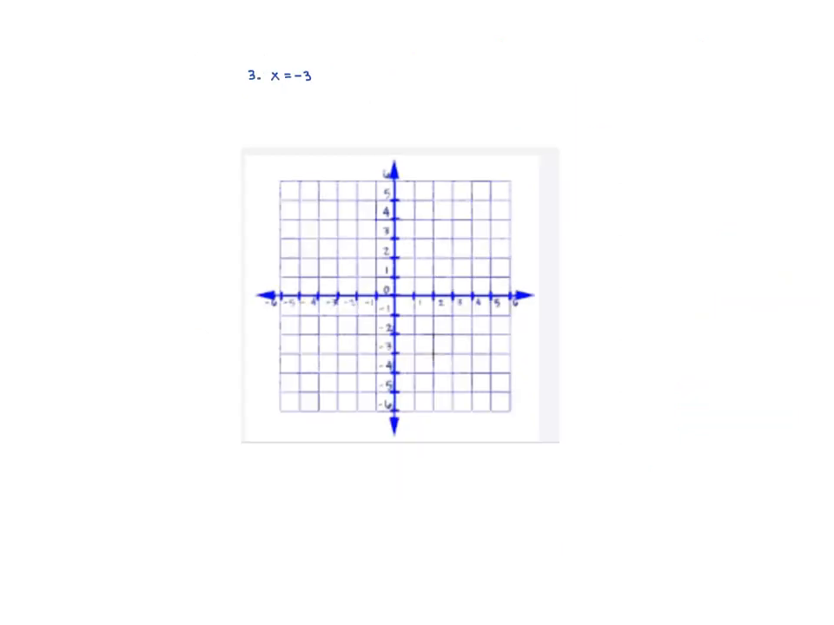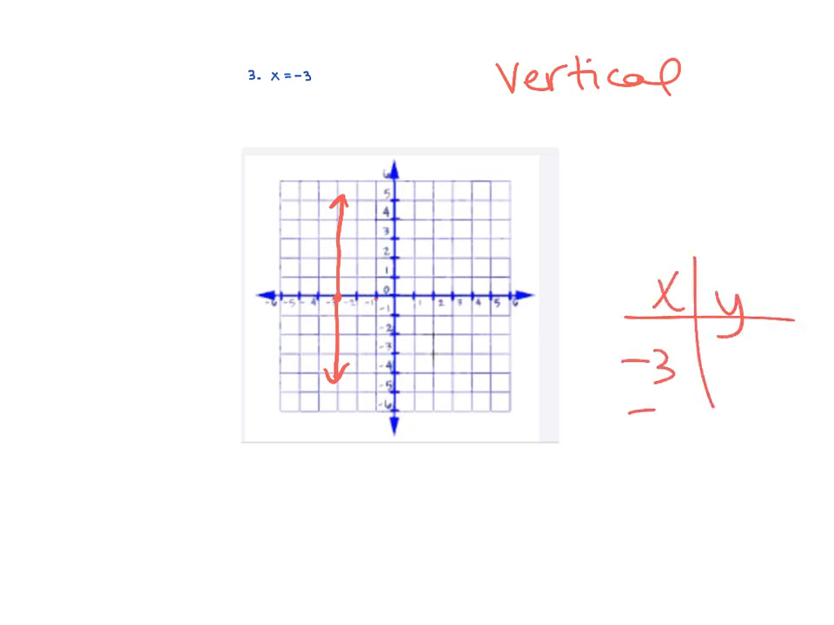Let's look at a vertical line. So whenever you're given a function or an equation and it's x equals a number, this is going to result in a vertical line. So it's touching the x-axis at -3. So it would be a vertical line through -3. Again, if you did a chart, x always equals -3 here. 1, 2, 3. This would not be a function. This would fail that vertical line test. So vertical lines are not functions.